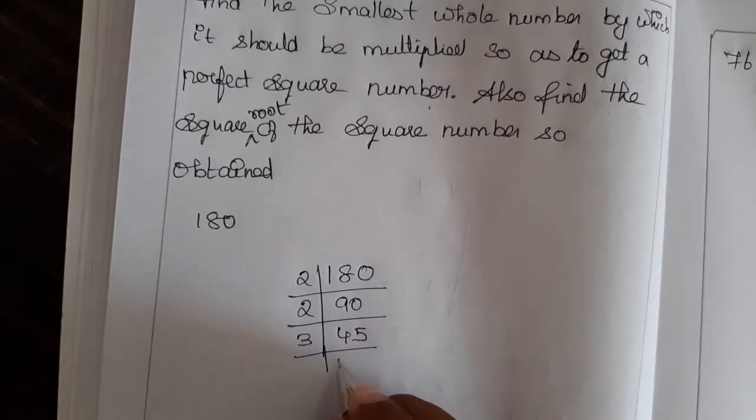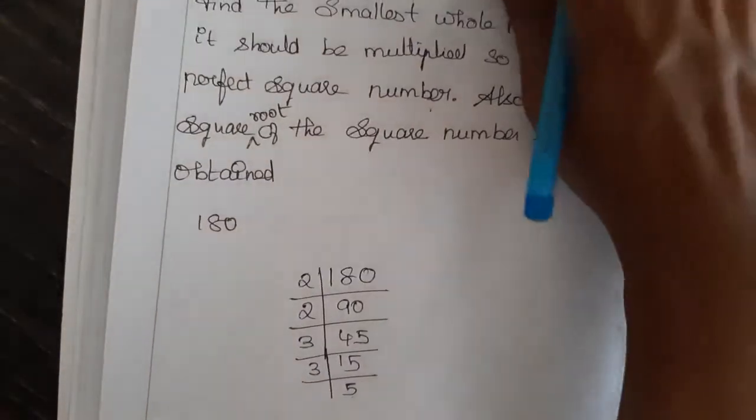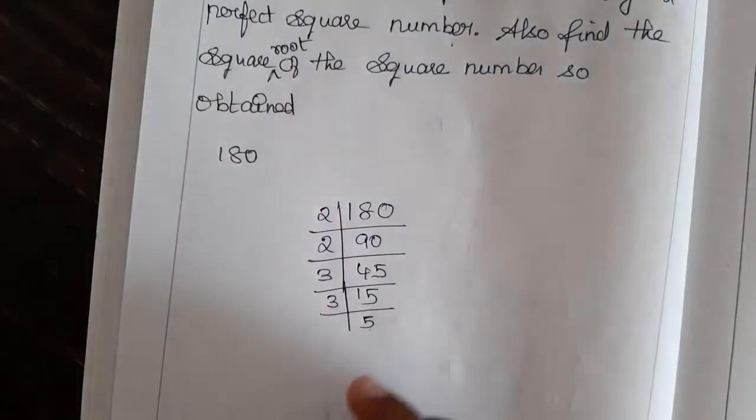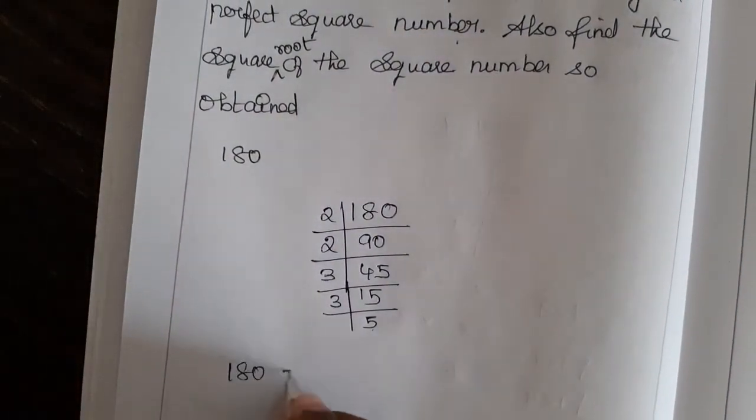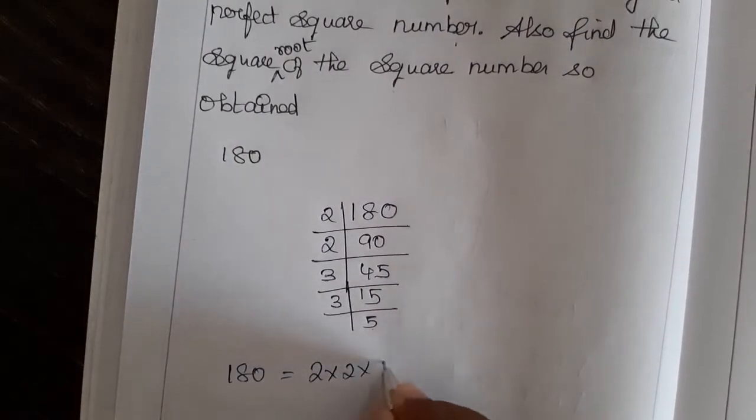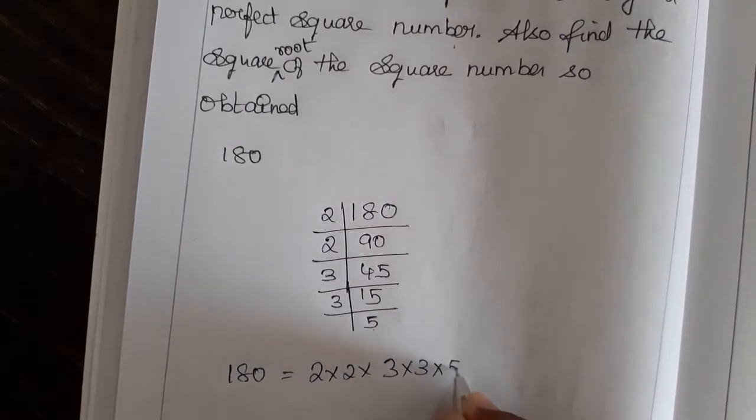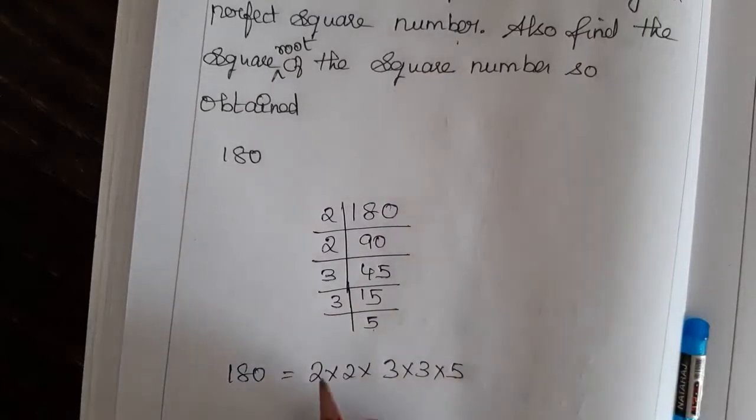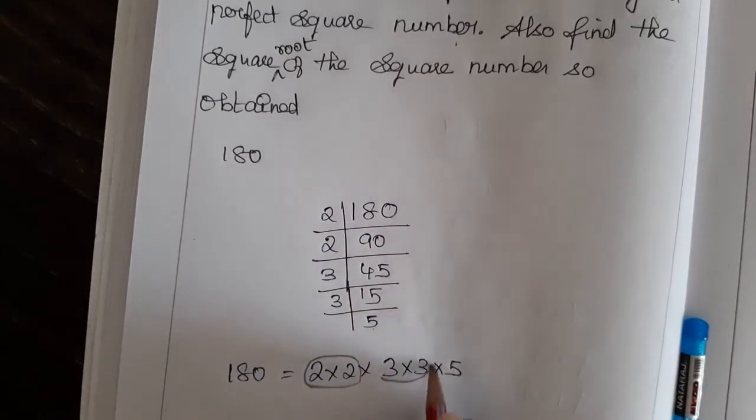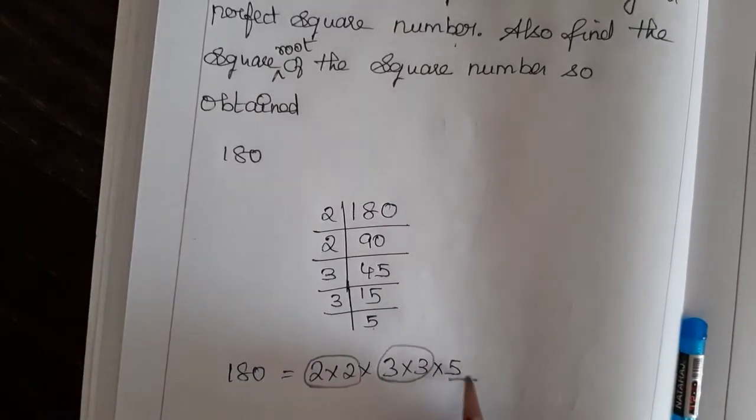So 3 times 15, and 15 comes in 3 times 5. Let me stop at the 5 because 5 is the prime number, right? So 180 can be written as 2 into 2 into 3 into 3 into 5. Now let me pair up. You can see 2 and 2 are one pair, 3 and 3 are a pair. So 5 is missing its pair.